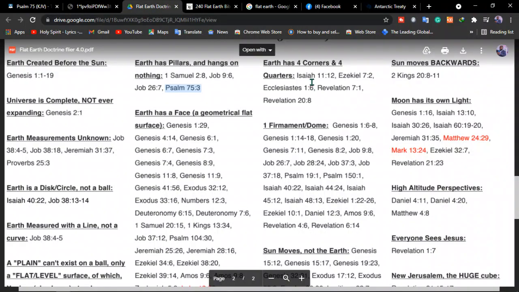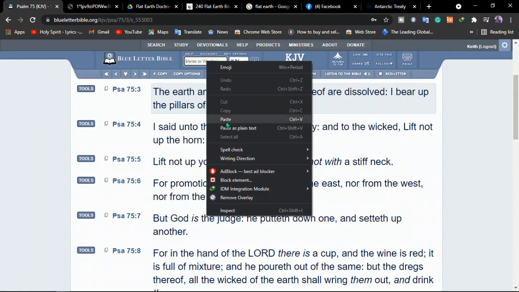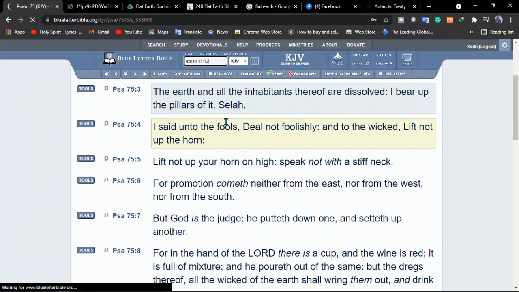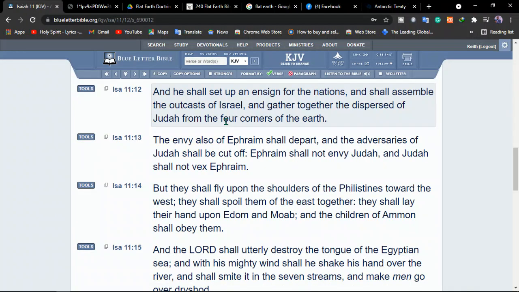Now let me show you. In the book of Isaiah 11 verse 12, it says, and he shall set up an ensign for the nations, and shall assemble the outcasts of Israel, and gather together the dispersed of Judah from the four corners of the earth. Four corners of what? The earth.